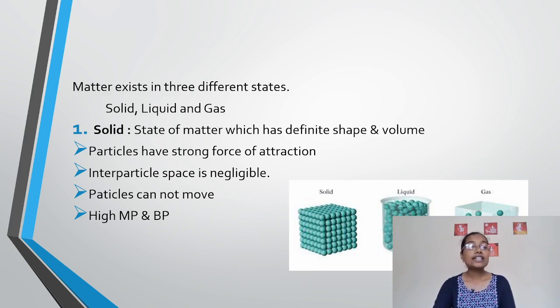They are restricted to their positions and they have high melting and boiling points. Due to the strong force of attraction, they have very high melting and boiling points. If you want to get the melting point and boiling point of any solid, you have to heat it to a very high temperature. So this is how the particle arrangement is seen in solids.